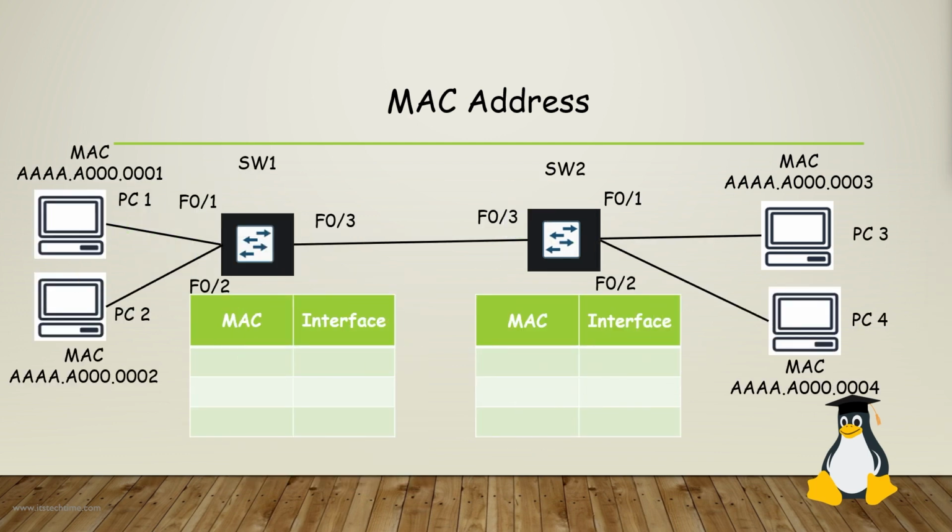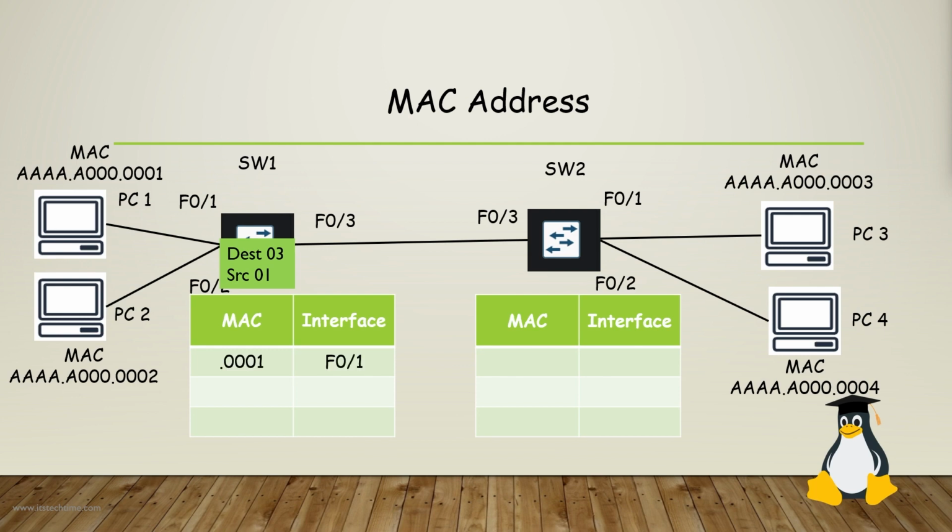So let's expand our network a little bit, and this time we have 2 switches, and we have 2 separate MAC address tables. Currently the MAC address tables are empty, so we're going to walk through the process of frame forwarding and flooding again. So PC1 wants to send some data to PC3. The source MAC address on the frame is 01 and the destination MAC address on the frame is 03. So PC1 sends the frame to switch 1.